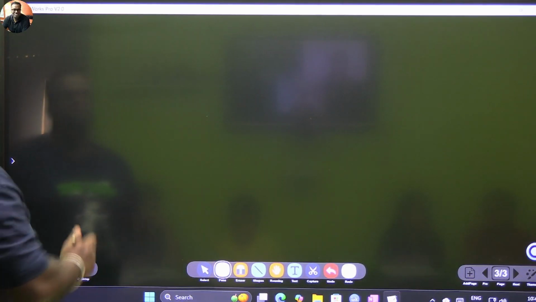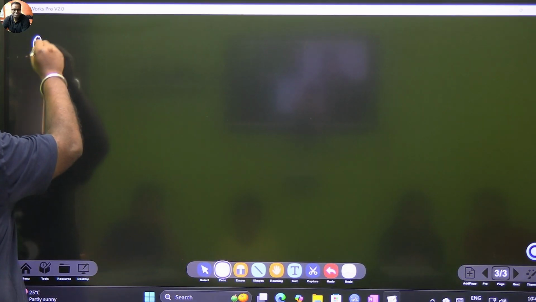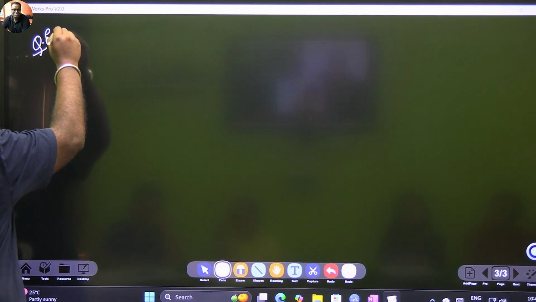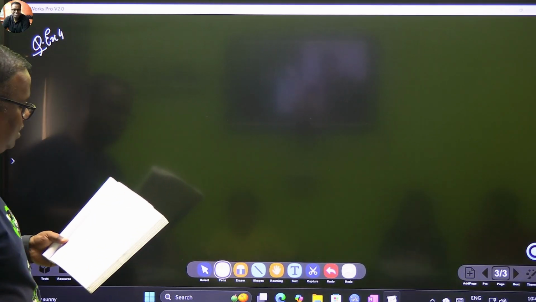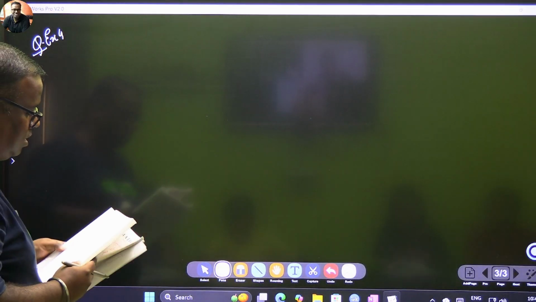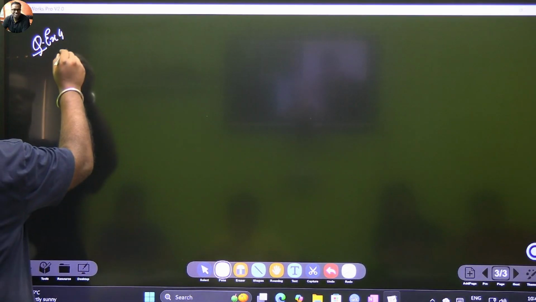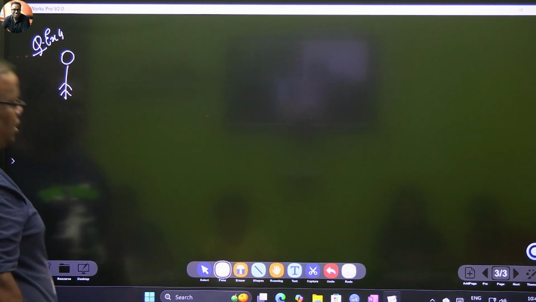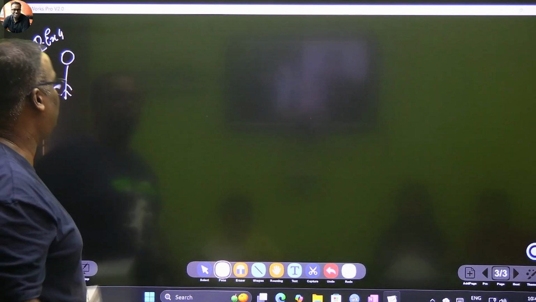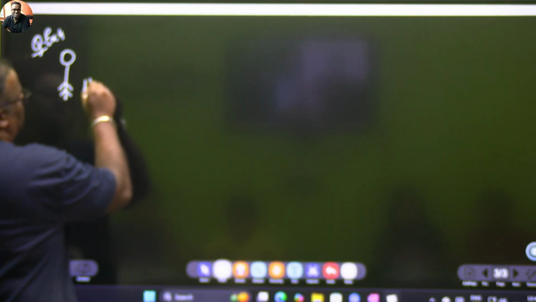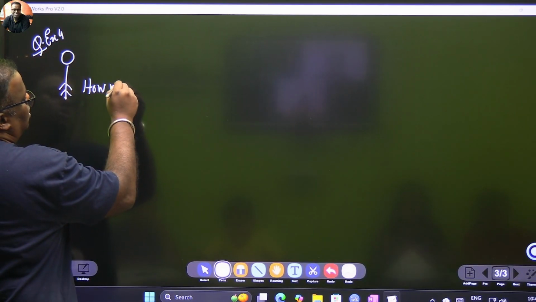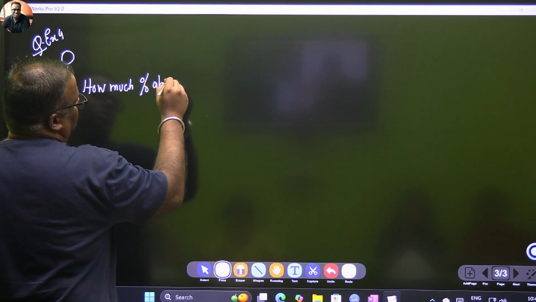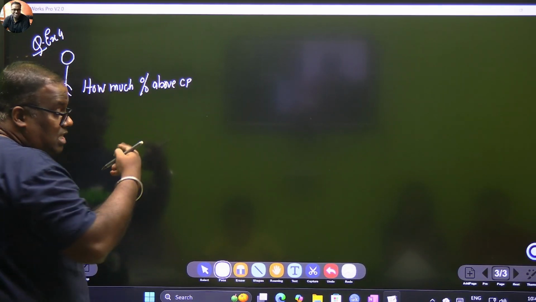So let's see. Our next problem is example 4. Let me write this. There is a shopkeeper. Now listen to the question. How much percent above cost price? This is just like the previous problem.